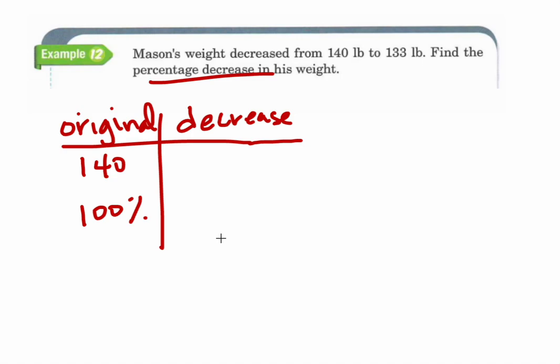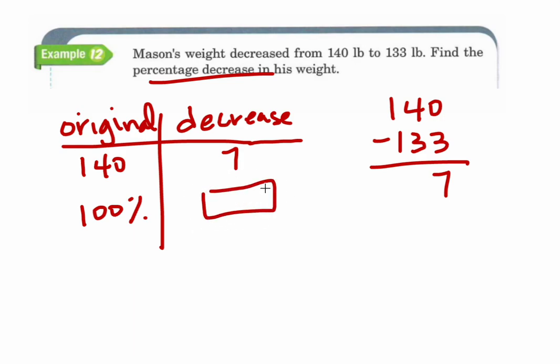Okay, so if we want to know how much he went down by, then that means we have to subtract 140 minus 133, which should be just 7 pounds. So he went down 7 pounds. They want to know the percent decrease, what percent he went down by. Okay, so in this problem, you have to subtract. The previous problem you had to add because it was a percent increase. Okay, so 7 pounds he went down by. We'll figure out the percent decrease.